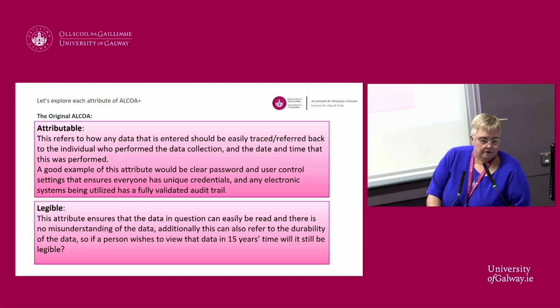So the original principles. Attributable: this refers to how any data that is entered should be easily traced, referred back to the individual who performed the data collection and the date and time that this was performed. A good example of this attribute would be clear password and user control settings that ensure everyone has unique credentials, and any electronic systems being utilized have a fully validated audit trail.